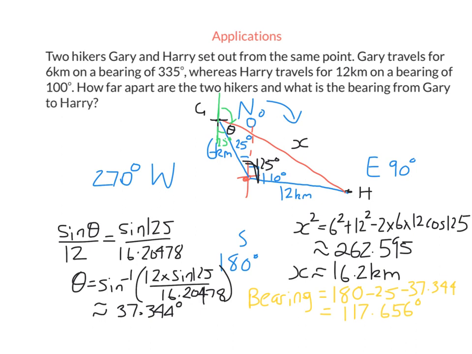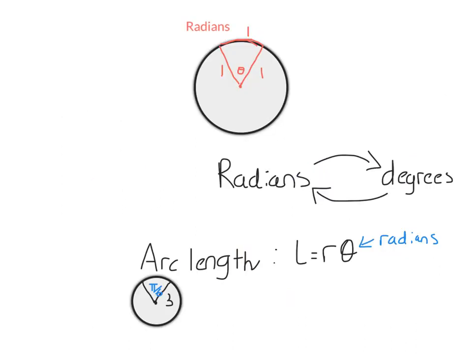All right, let's now move on to radians. So radians are just another unit of measurement for angles, like degrees. It's like, if you were to measure the side of a rectangle, you could use centimeters or inches. They basically do the same thing. And so it is with radians and degrees.